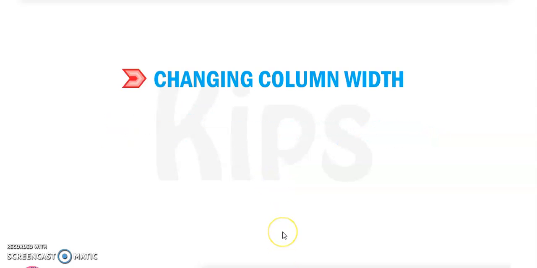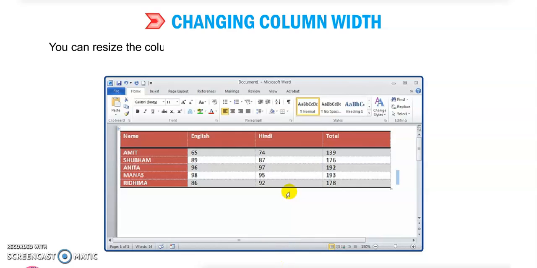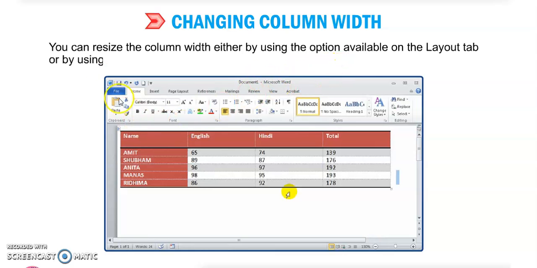Now the next option is changing column width. There is a default column width, and rows are coming here. If you want to increase the width or decrease the width of the cells, how can we change it? You can resize the column width either by using the options available on the Layout tab or by using the mouse pointer.